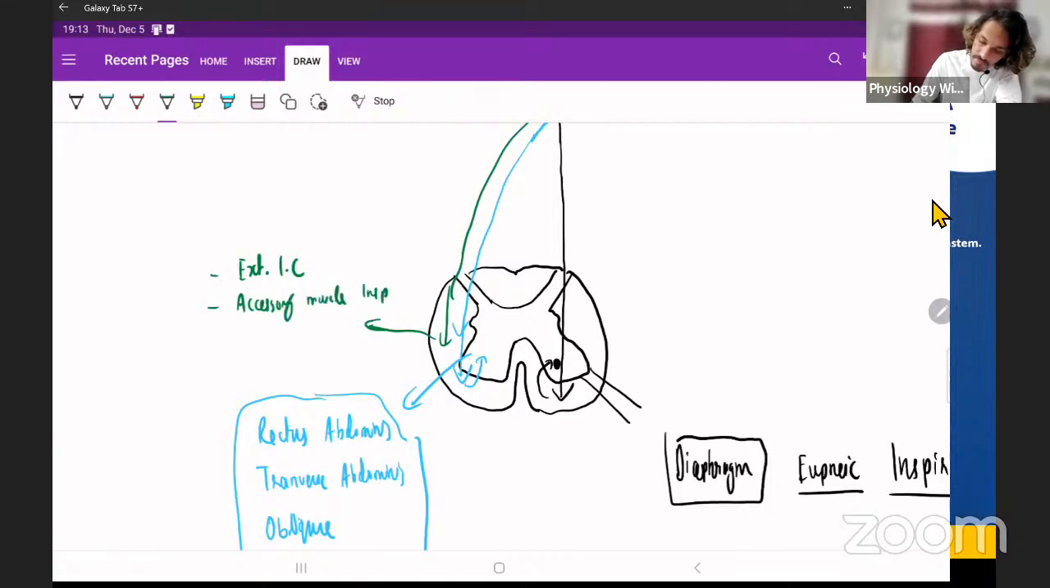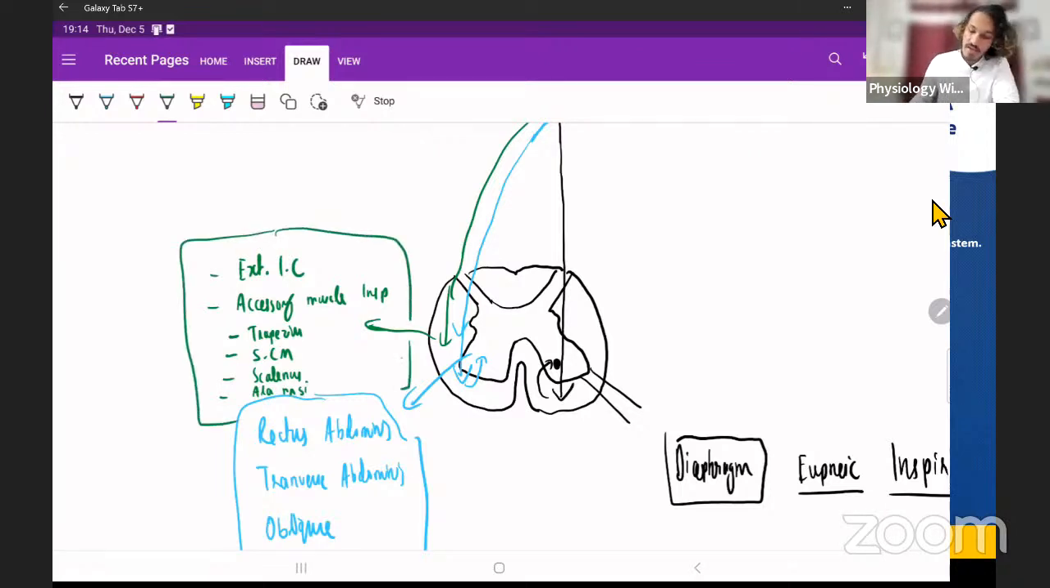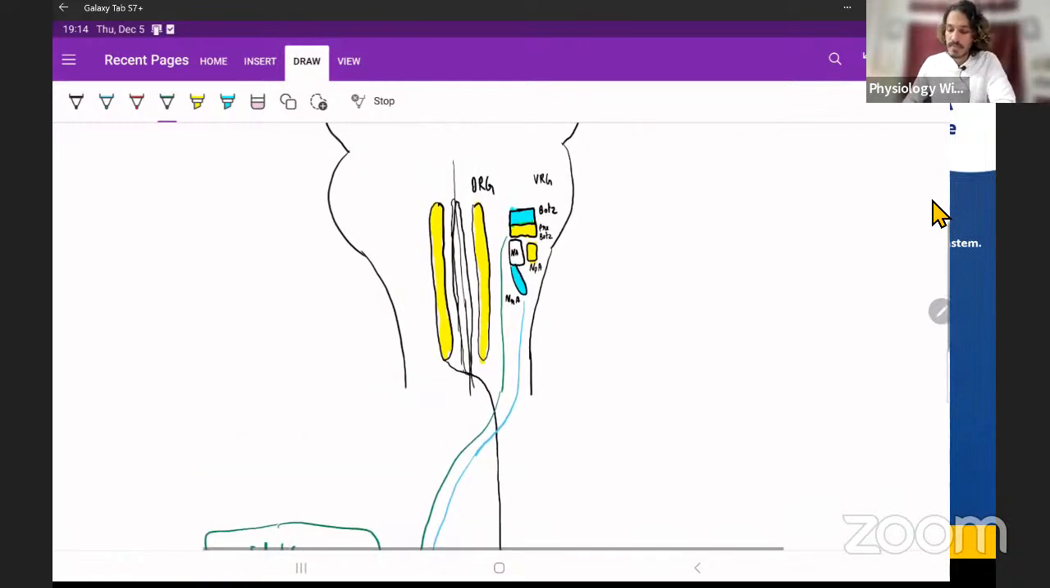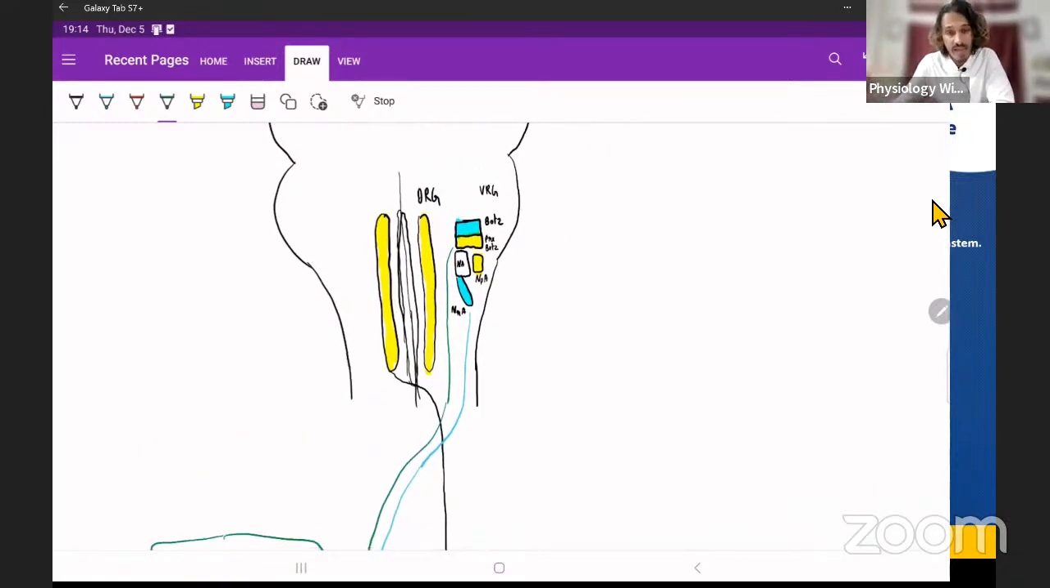What are they? Your trapezius, sternocleidomastoid, scalenus, your ala nasi. Okay, so all of these accessory muscles of inspiration will be recruited when the signal goes from the pre-Bötzinger complex and, if needed more, your nucleus para-ambiguus.